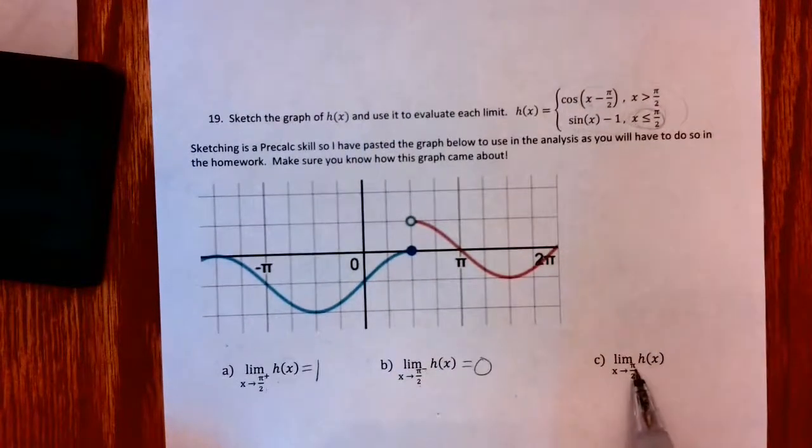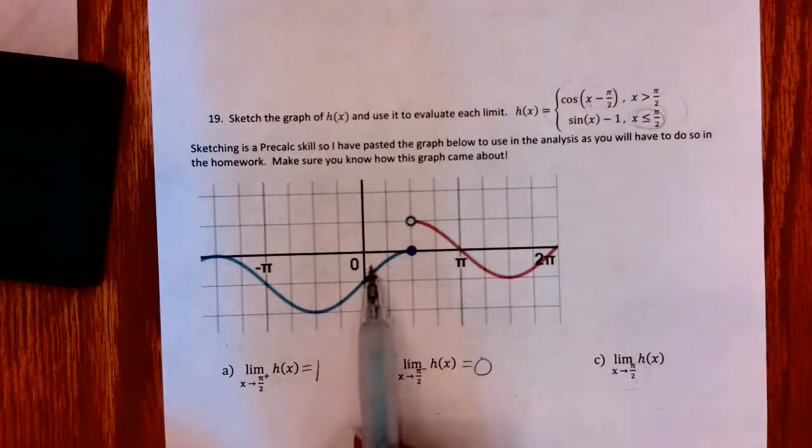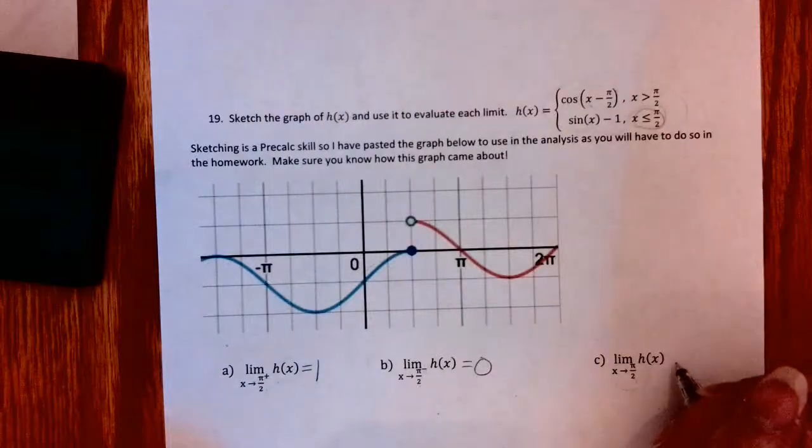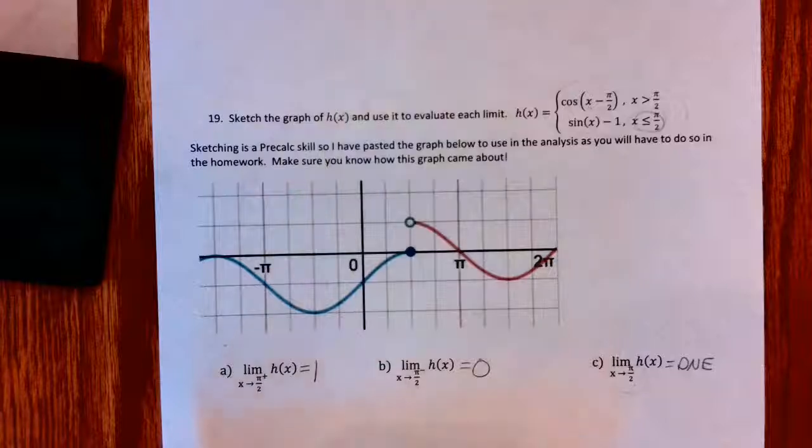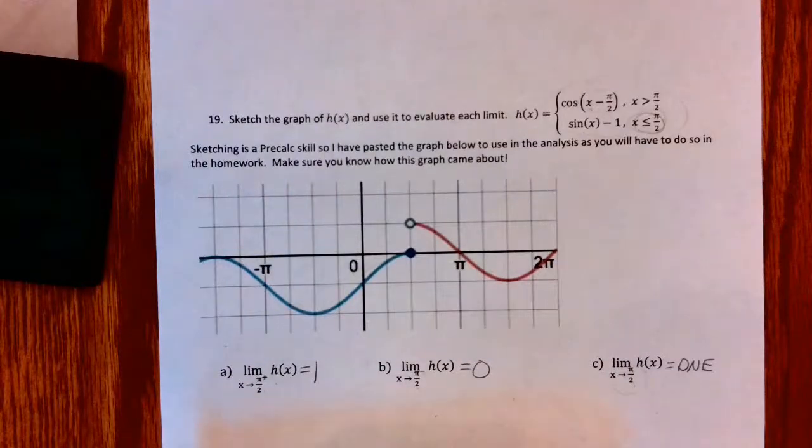Last and final piece is what's happening as we approach just pi over 2. This means both sides, and both sides have to approach the same height. We can clearly see both sides are not approaching the same height. This does not exist. And that's it for our intro.